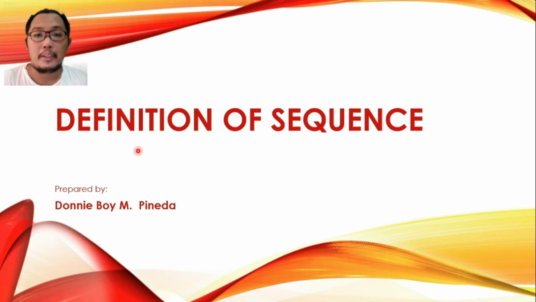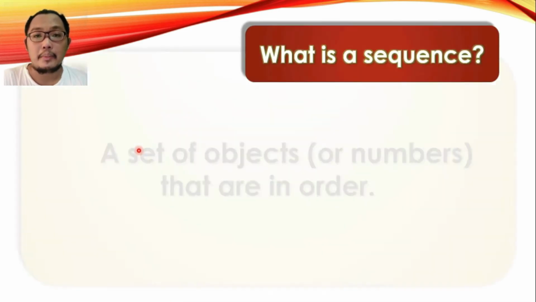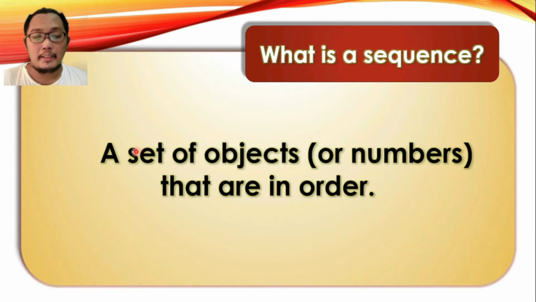Definition of sequence. So here is the definition of a sequence. A sequence is a set of objects or numbers that are in order. So you have learned in our previous lesson about searching for patterns. Actually, patterns in mathematics are considered sequences.